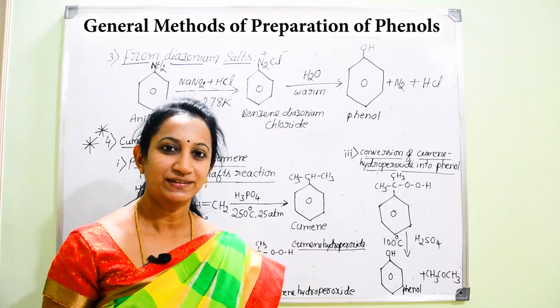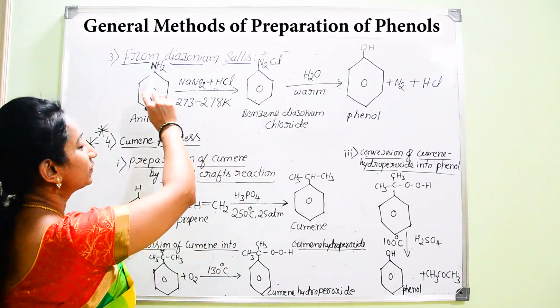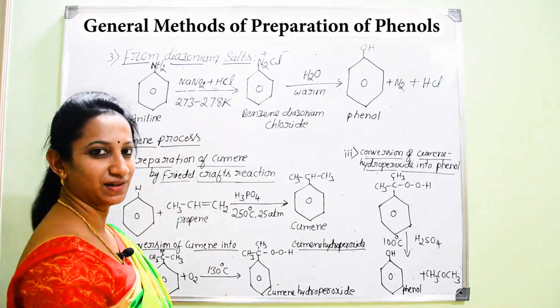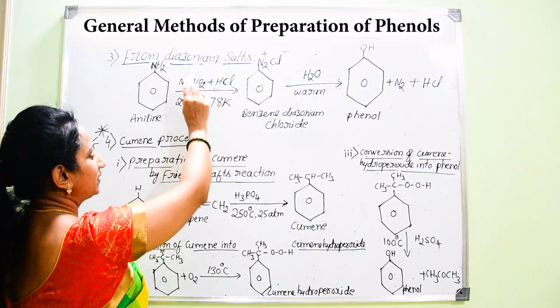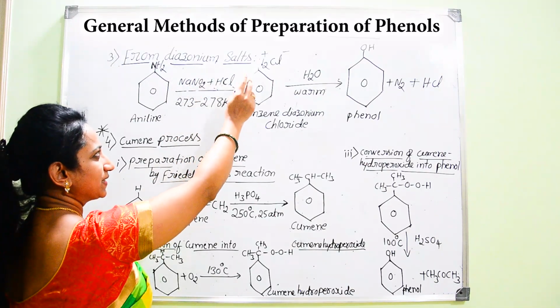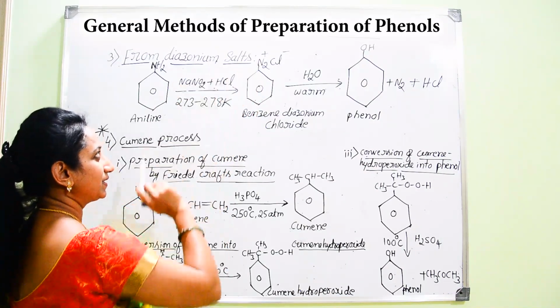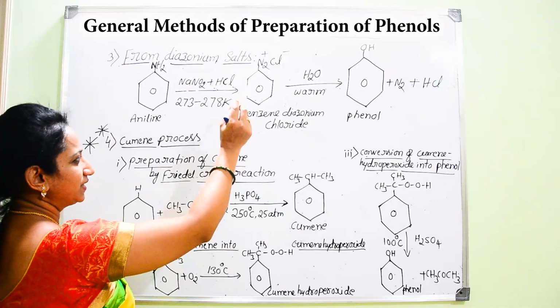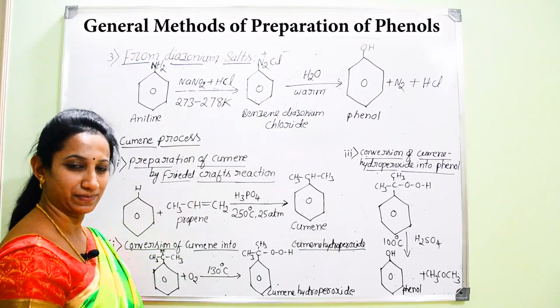Now we can go for the third method of preparation of phenol, that is from diazonium salts. Here, in the case of diazonium salts, you can consider there will be the presence of the azo group, N triple bond N, along with the Cl. So benzene diazonium chloride is one of the examples.